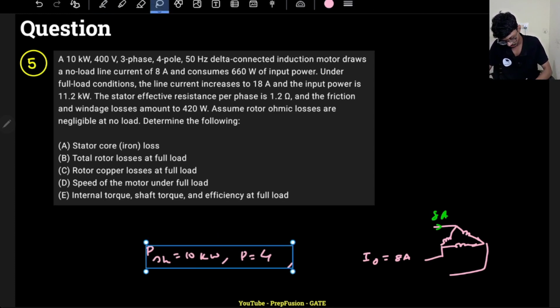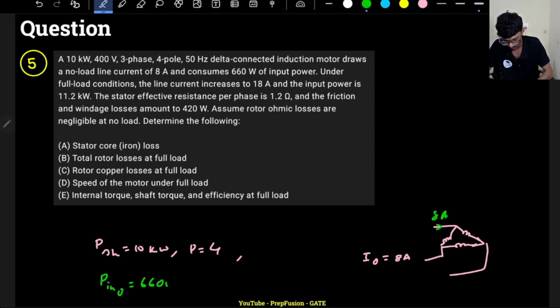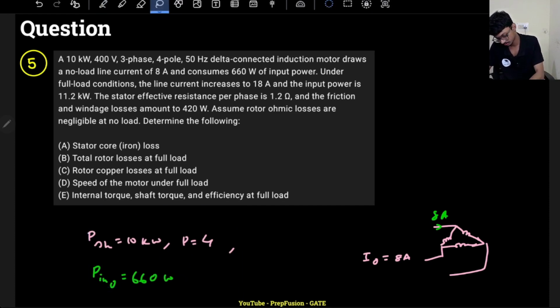So what will be the phase current? Phase current will be 8 by root 3. Okay, not discussing that for now. And it consumes 660 watt of input power. So basically the no load loss, when the load is not connected, they are telling that the input power it takes at no load is 660 watts.